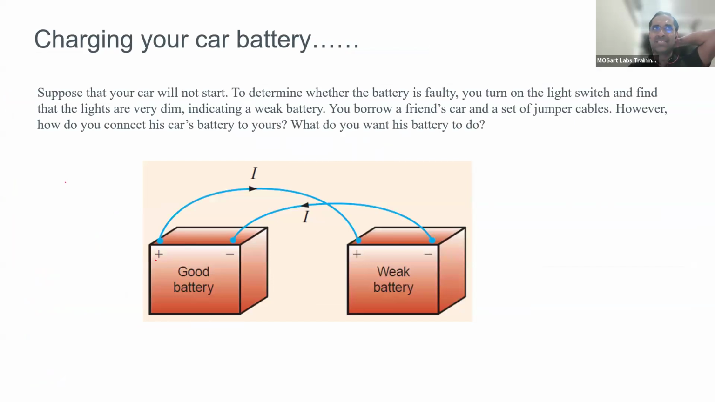So, practical application. Let's start with one application. Let's say your car is not starting. Okay. And you don't know whether the battery is discharged or not. You turn on the light and you see the headlights are very dim. It indicates that you have a weak battery. And what is the next thing you do? You borrow your friend's car and somehow get your jumper cables there and turn on the other car, and let's hope this good battery charges your weak battery.